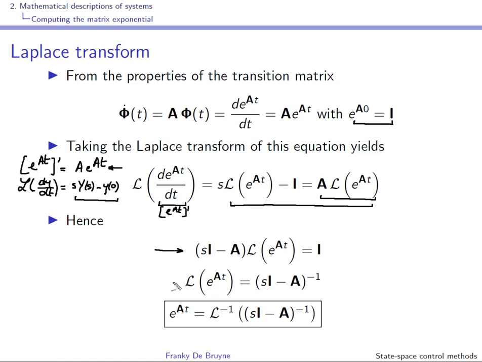So using this equation over here and reorganizing things, you obtain that the Laplace transform of the exponential matrix is (sI minus A), the whole thing inversed. So to obtain the exponential of At, you first compute the inverse of sI minus A, and then you take the inverse Laplace transform.